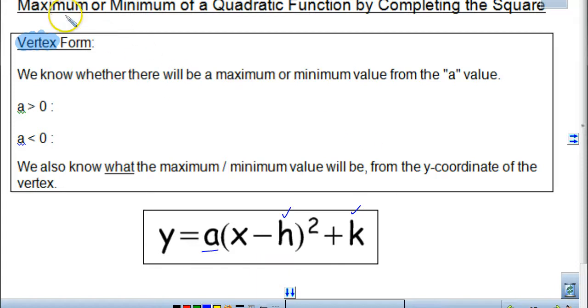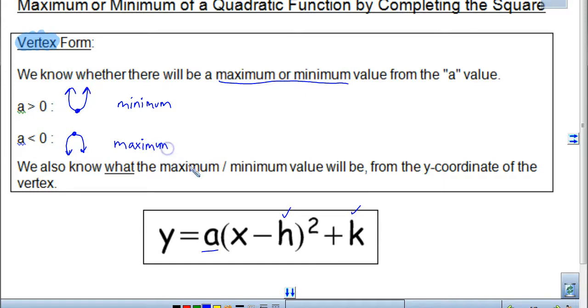So if we want to find the maximum or minimum value, first of all we have to determine whether it is a maximum or minimum, but you can tell by looking at the a value. Remember, if a is greater than 0, this will result in the parabola going upwards, which means that the parabola will have a minimum value. The vertex would be the lowest point. If a is less than 0, so a negative number, that means the parabola will be going downwards, and the vertex would be the maximum value.